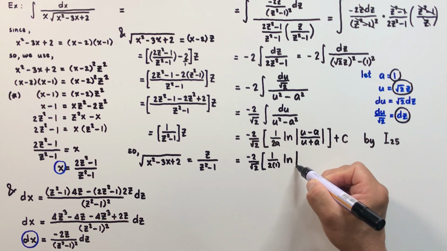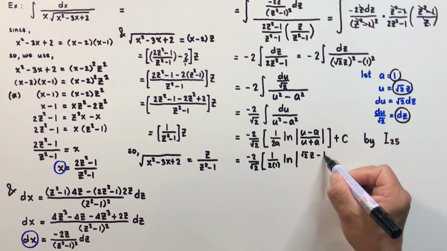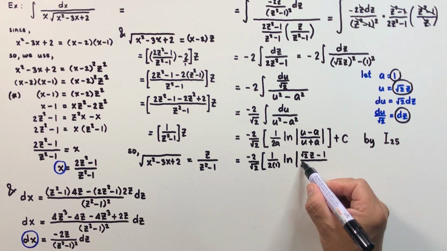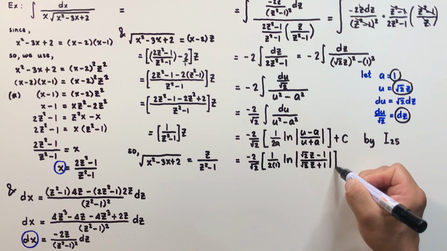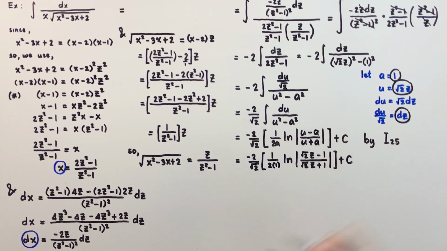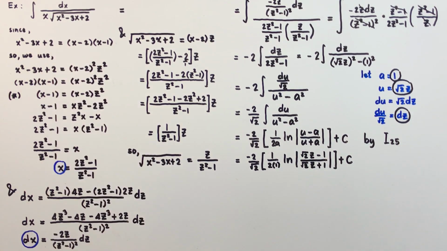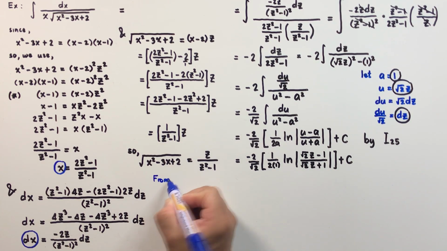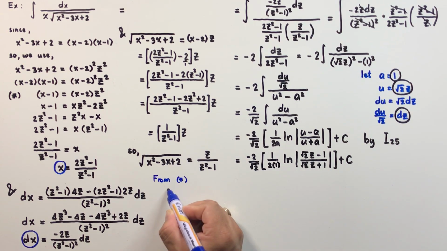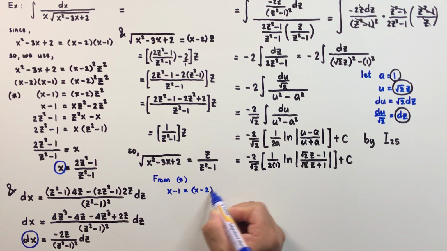times the natural log of our u, which is the square root of 2z minus 1 over the square root of 2z plus 1. And this is added to the constant of integration c. But we need to express this z in terms of our original variable x here. And we can solve that from this equation here. So we write from equation x minus 1, which is equal to x minus 2 quantity multiplied by z squared.